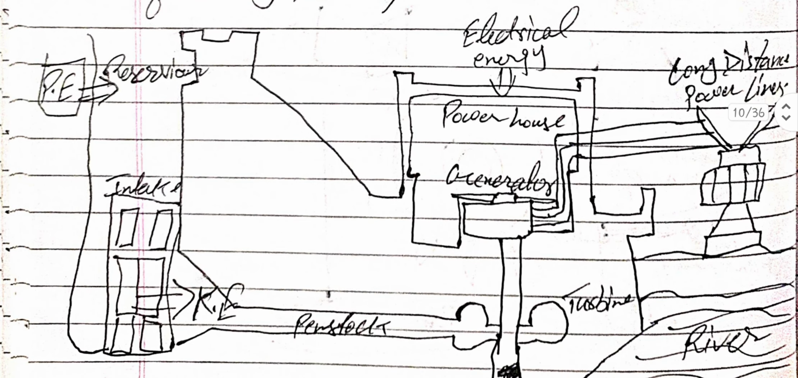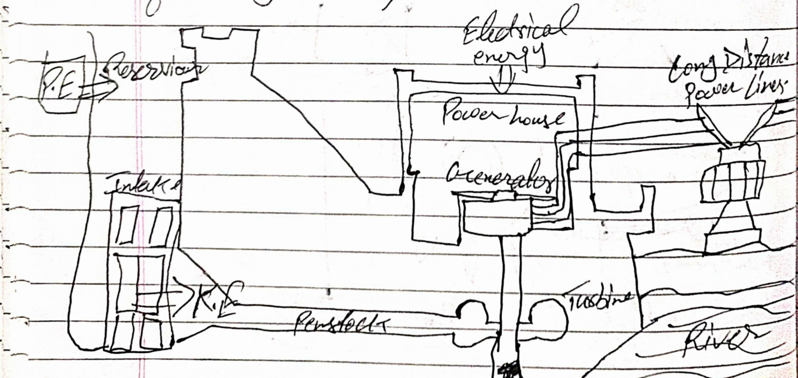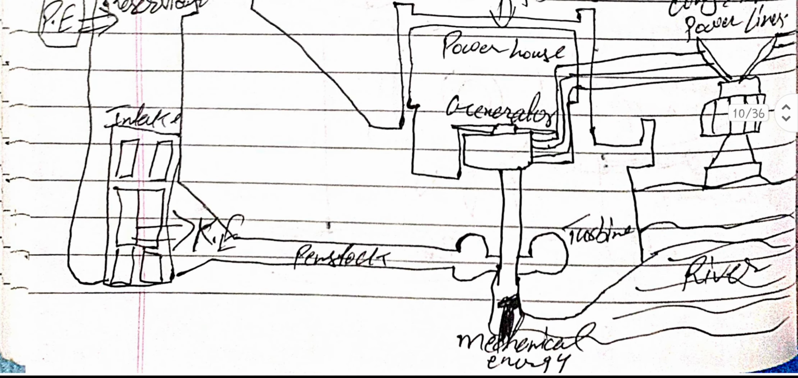This is the diagram for a hydroelectric power plant. On the left side, you see the potential energy as a reservoir, then the intake to the kinetic energy, then the penstock, to the turbine, and the turbine is coupled with the generator in the powerhouse. It generates electricity, and this electricity is provided to the long distance power lines, and nearer to the load center, or the turbine, the river, where we can use the water from the river in mechanical energy form.